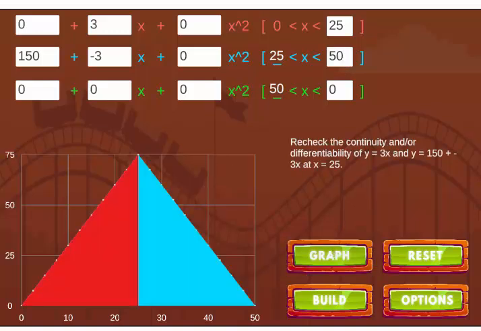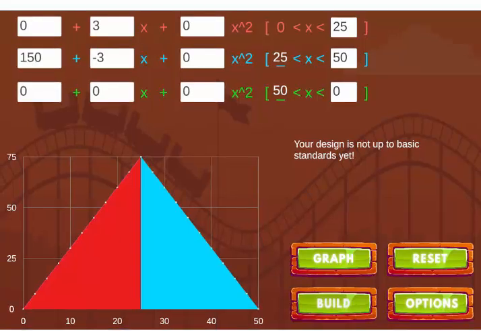Okay, so this roller coaster would go up and down. However, at this point, x equals 25, the curve is not smooth, and it would be a rough ride. So we're not able to build our roller coaster quite yet. So let's start over and try a quadratic equation.